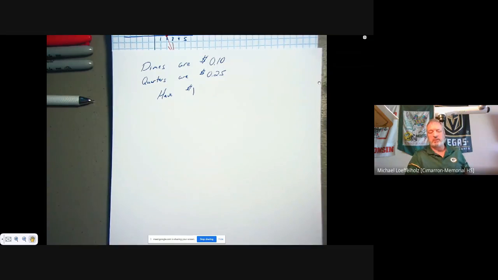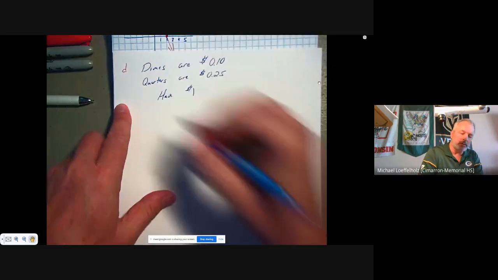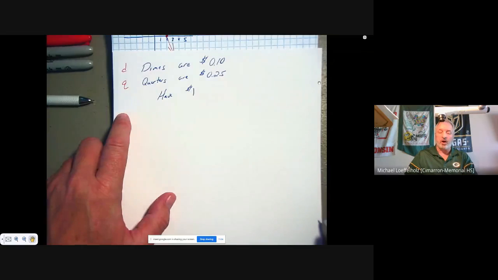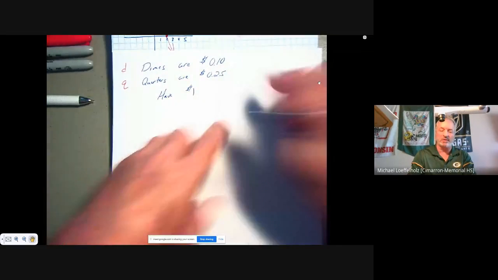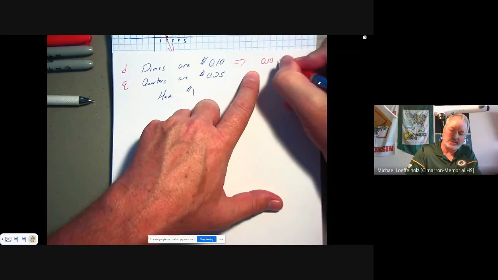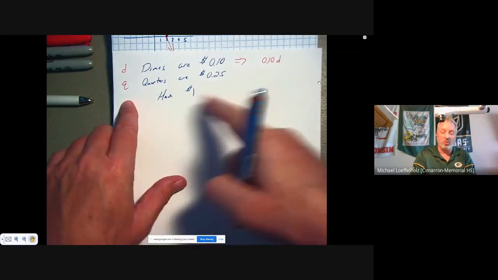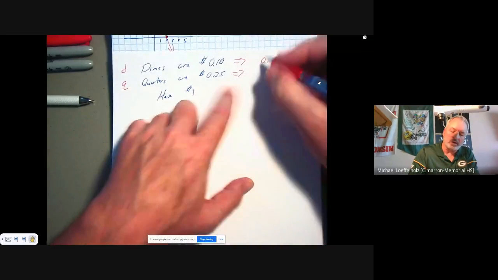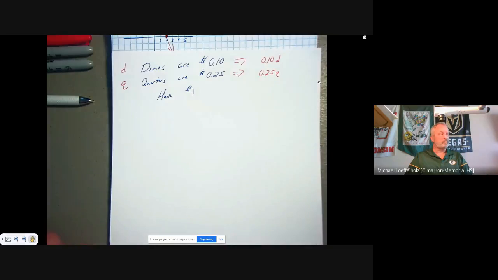All right, so when we do this, this is all about choosing the right variables that make sense for the equation. Since we're doing dimes, we're going to say dimes is D. We're going to say quarters is Q. And then all we have to do is the total money I have in dimes is 0.10 times D. And our money in quarters is going to be the number of quarters times 0.25, so it's going to be 0.25Q.